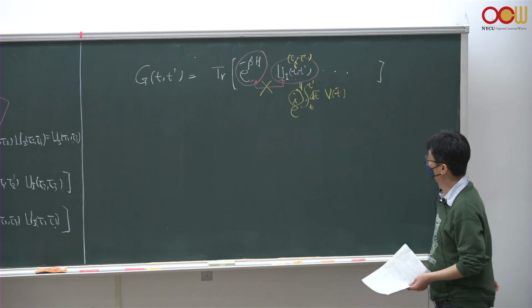So let's take a short break. When we come back, I will describe the periodicity of the temperature or thermal Green's function, the imaginary time Green's function. And from this periodic property of the Green's function, we can derive the so-called Matsubara frequencies, which are kind of imaginary frequencies, when we Fourier transform this Green's function to the frequency domain. So let's take a short break.